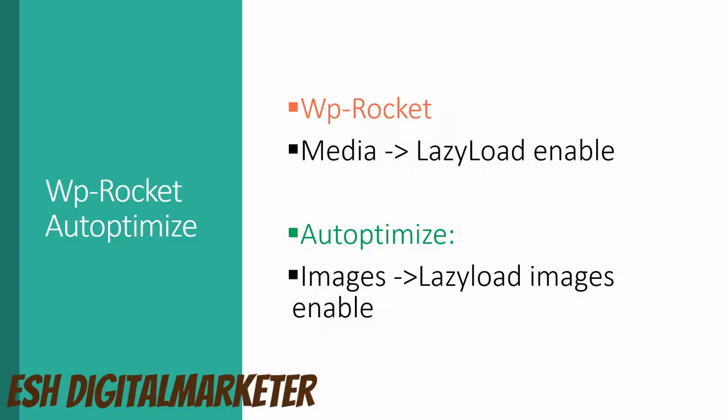Other than this, you can use plugins on your WordPress website to lazy load the images. I personally use WP Rocket as a caching plugin, so in that itself I get the lazy load option under Media. If you use the Autoptimize caching plugin, then you can opt for lazy loading images on the Images tab.